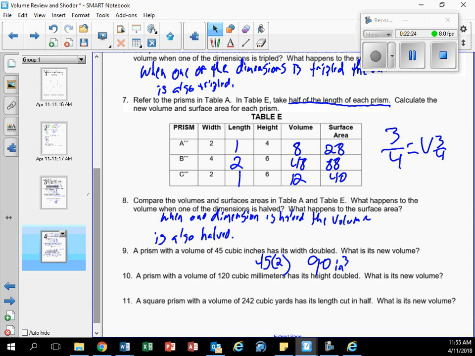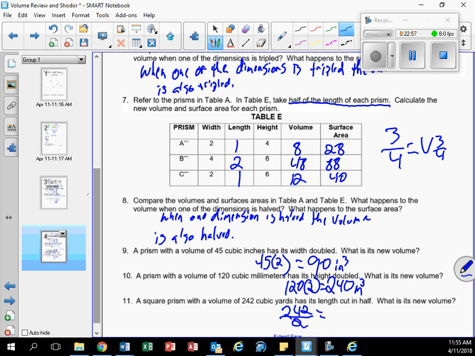Press pause. All right, welcome back from the pause. So it was 120 millimeters, and it was doubled. So 120 times 2 would be 240. Put my equal signs in there. 240 millimeters cubed. And then finally, a square prism with a volume of 242 meters has its length cut in half. That means you're going to divide it by 2. And that's going to give us 121, correct? 121 yards cubed.